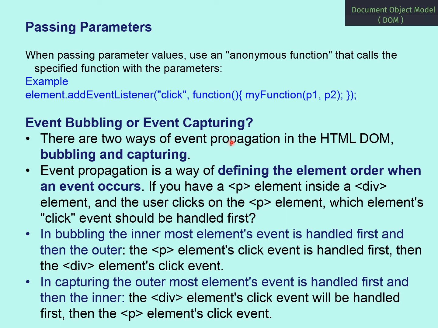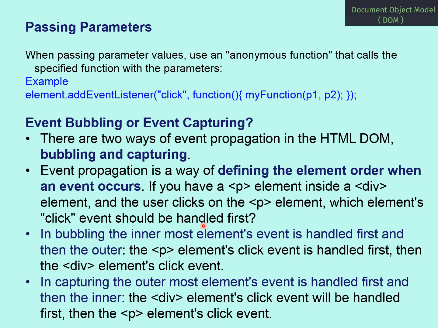There are two ways of event propagation in the HTML DOM: bubbling and capturing. Event propagation is a way of defining the element order when an event occurs. For example, when you have a p element inside a div element and the user clicks on the p element, which element's event should be handled first? That is our question.